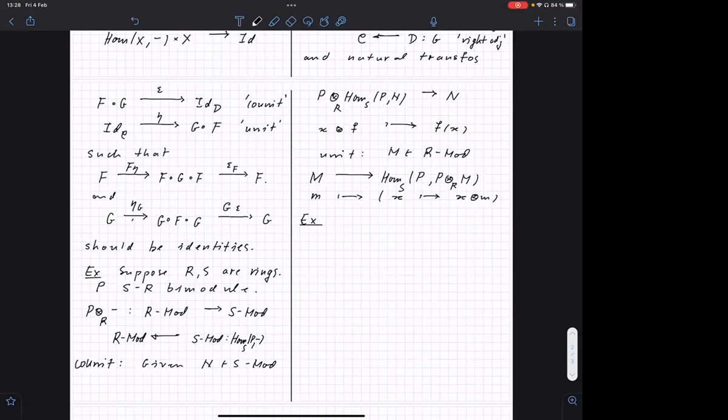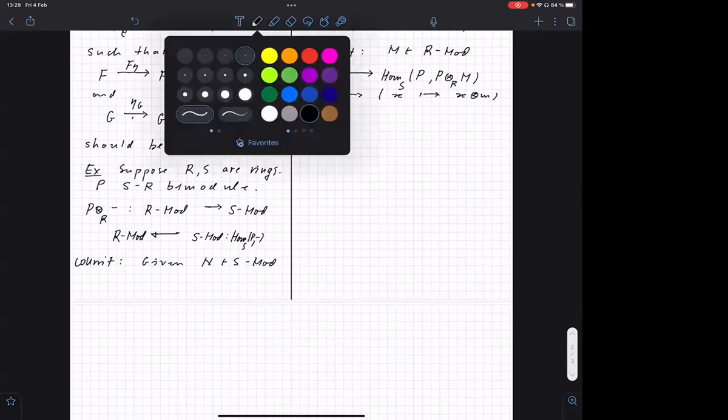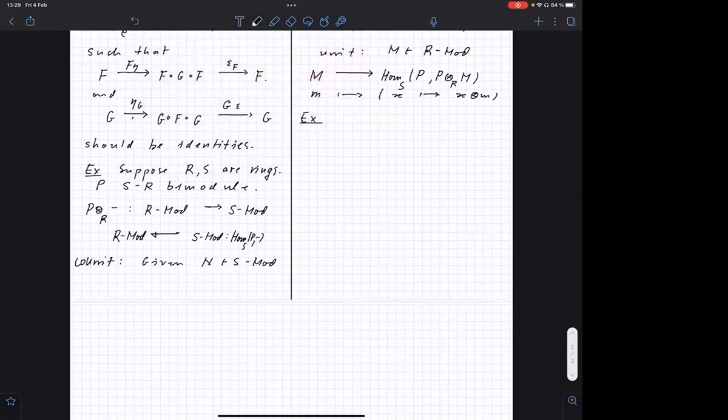No? Okay, so let me give another typical example. Another typical example is a free forgetful adjunction. Let me do this for groups and abelian groups, but it appears all over the place.